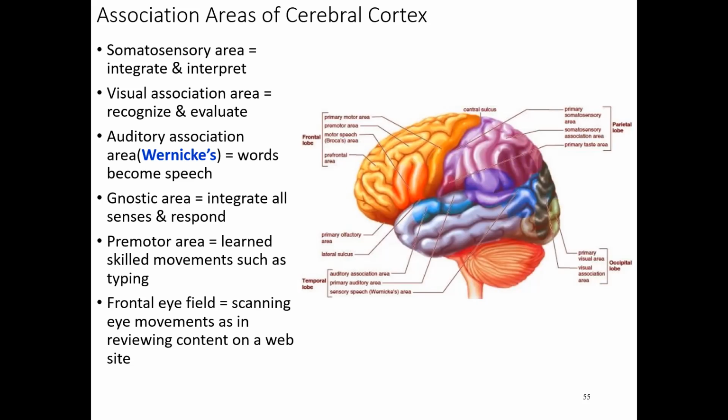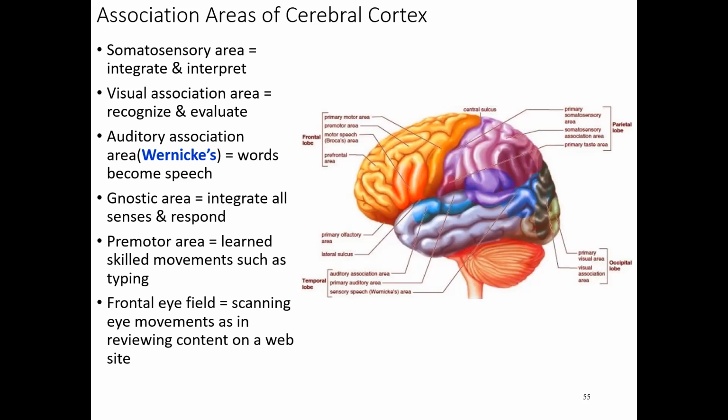The Gnostic area puts together all of the senses to give you a comprehensive picture of everything going on. The frontal eye field, we mentioned that already. Now here's an area we haven't discussed yet. The frontal eye field, of course, is moving the eyeballs to look at things, like you're looking at the screen right now, and you're going back and forth. Your eyes are moving across the words, the text on the screen, and looking at the images and trying to match up the tiny little lines with the words to the areas on the brain. That is the premotor area. I'm sorry, that is the frontal eye field.